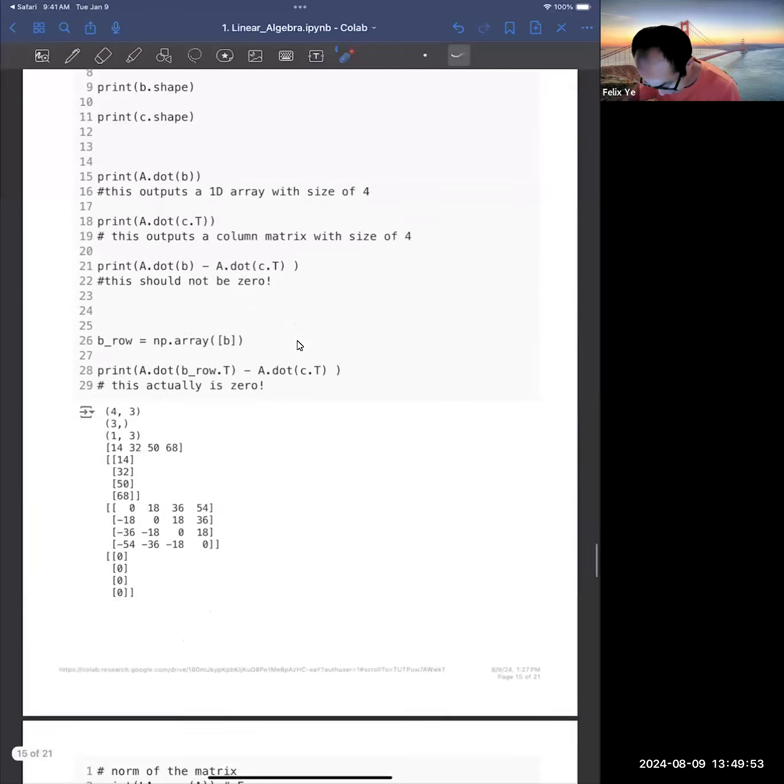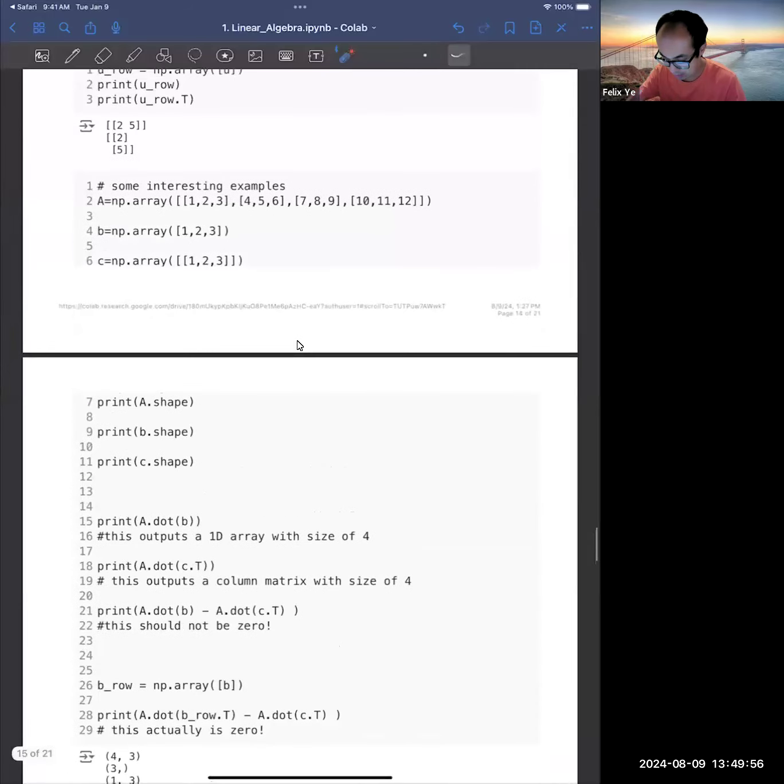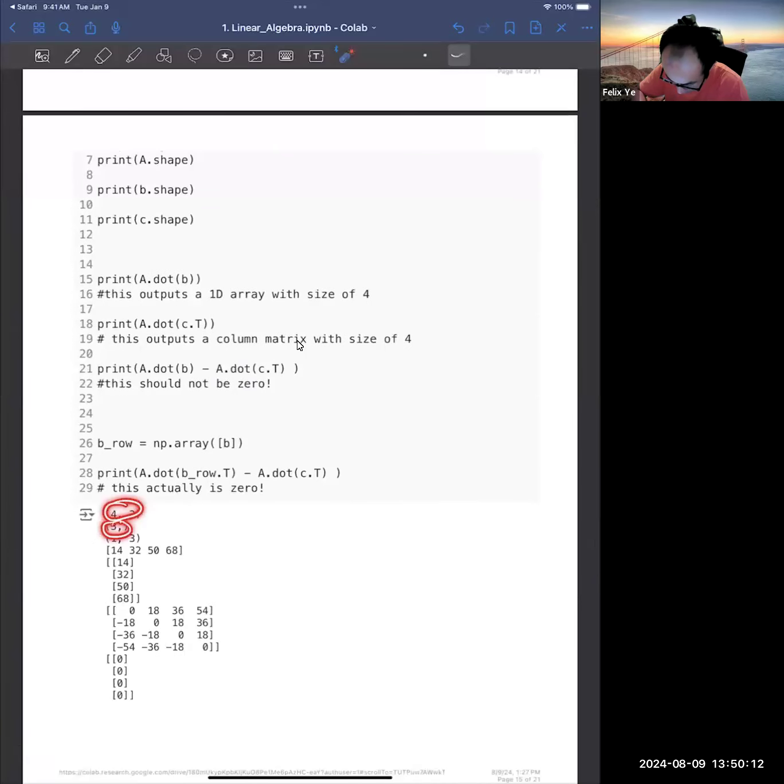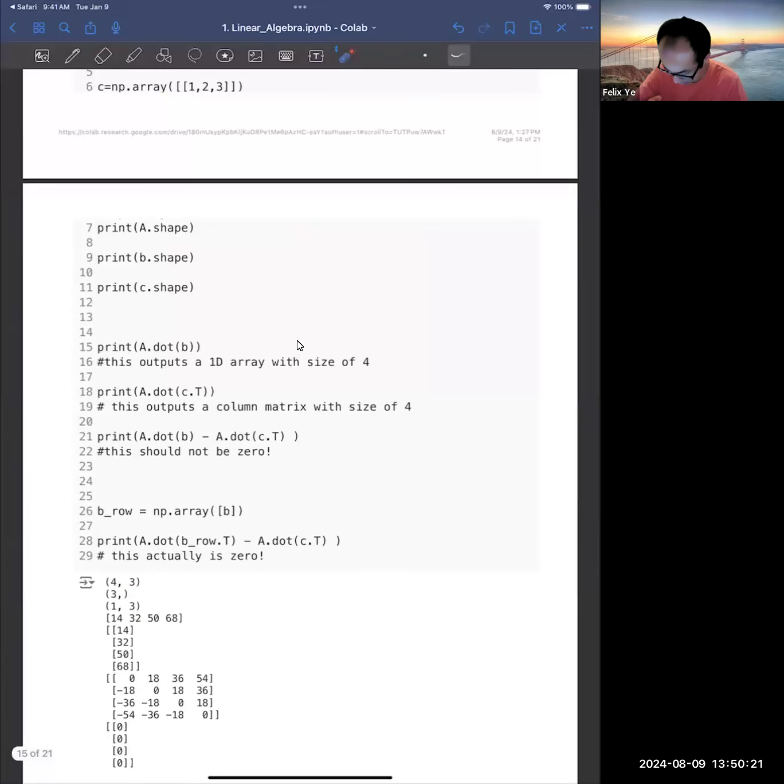All right. There are some interesting examples here. For example, this is a 4 by 3 matrix. This is a vector of size 3. And this is 1 by 3. So you can see this is 4 by 3, 3, and 1 by 3. For A dot B, you can do it, not a problem. This gives you a size of 4, right? Not a problem. So right here, this gives you a vector.